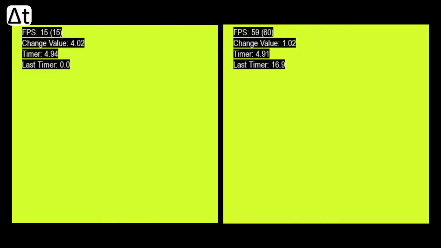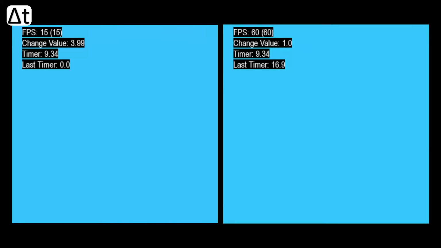We're not 4 times slower anymore at 15 FPS, but about equal to the time it takes to do a cycle at 60 FPS with delta time. No matter how high or low the FPS is, it's still taking about 17 seconds to do a full cycle.